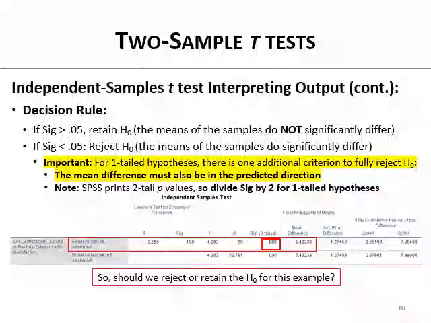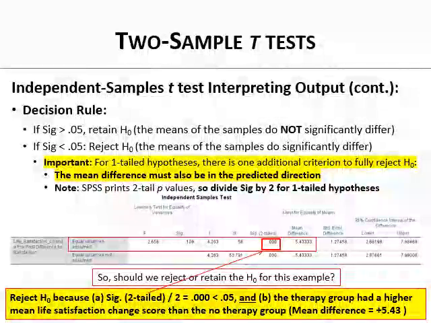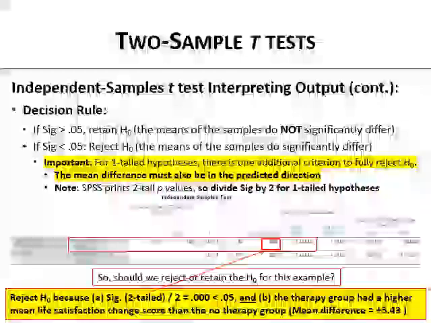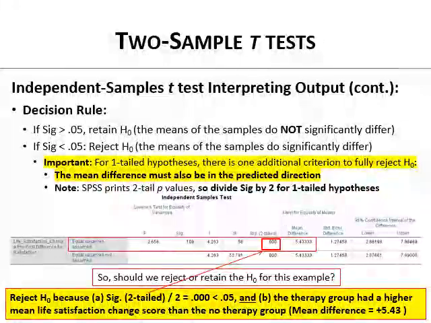So who did better? Well, those who had the life satisfaction training did better. And so we are going to reject the null hypothesis. First of all, because sig's less than 0.05, and secondly, because those who had the behavior therapy had higher mean life satisfaction change than the no therapy group. It was plus 5.43. So bringing it all home for grandma, you'd say, well, yes, behavior therapy did improve the life satisfaction of those who received it compared to those who just got no therapy.